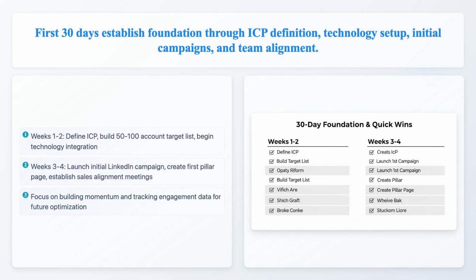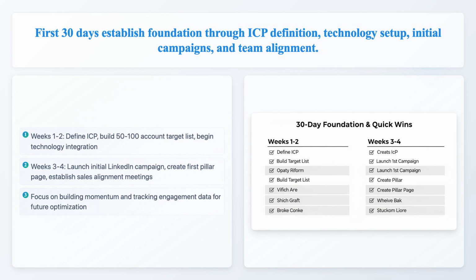Your first 30 days focus on foundation and quick wins. Week 1 to 2: define your ideal customer profile using the firmographic, technographic, and intent criteria we discussed. Build your initial target account list of 50-100 companies across all 3 ABM tiers. Begin technology setup and integration. This takes longer than expected, so start immediately.